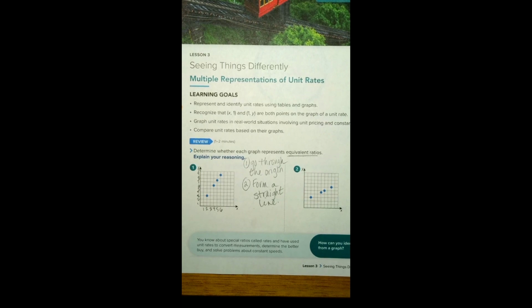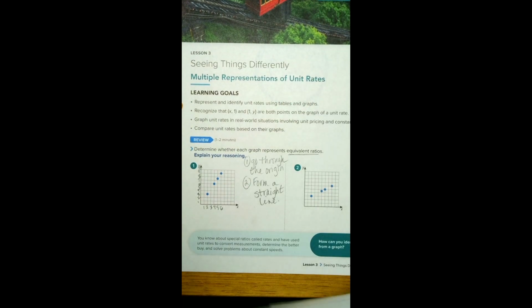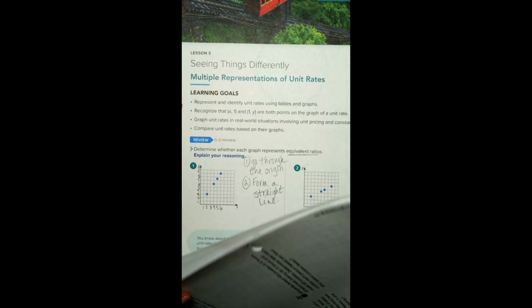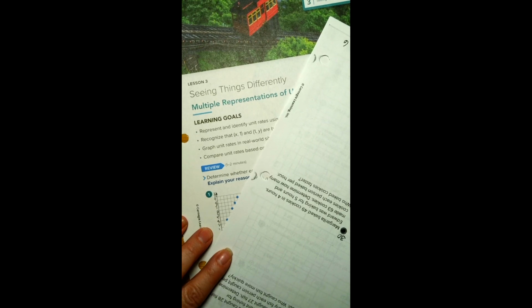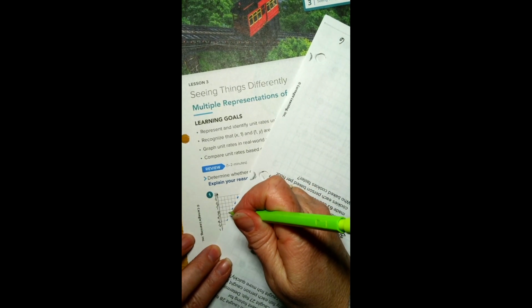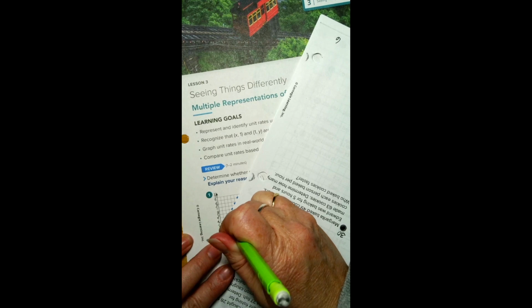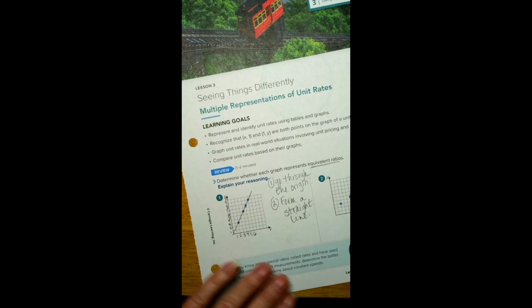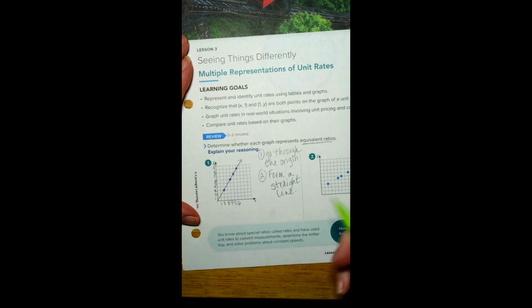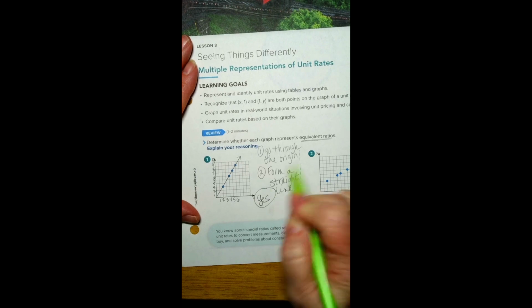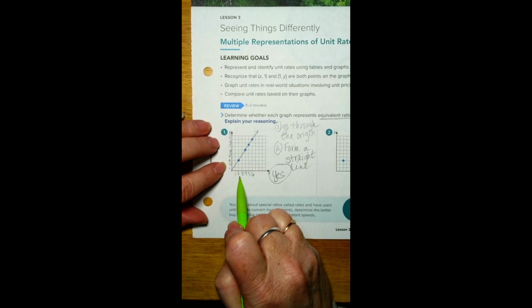Then I want to show you something else. I don't know where I put the paper that I was using as my straight edge, so I'm just going to use this. Okay, so let's see if that line goes through the origin and connects all the dots, and it does. So this should be equivalent ratios.